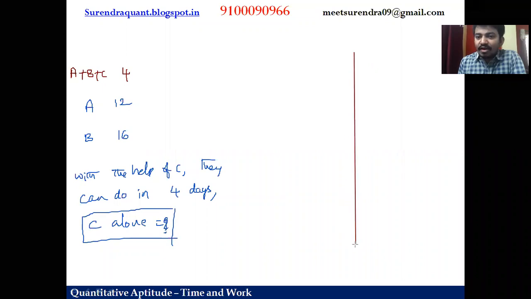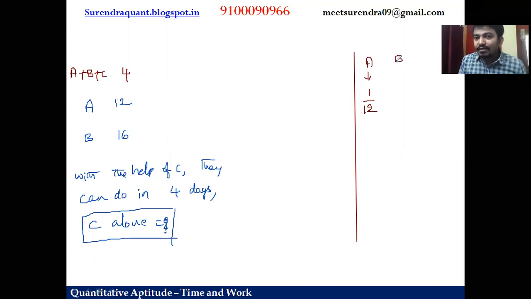Let me draw a small line for the normal method. So what is the normal method? 1 day work of A plus 1 day work of B plus 1 day work of C is the 1 day work of all 3 persons. What is the 1 day work of A? Reverse of the number of days. A takes 12 days, right? So his 1 day work is 1 by 12.